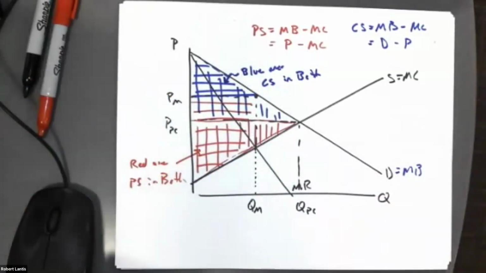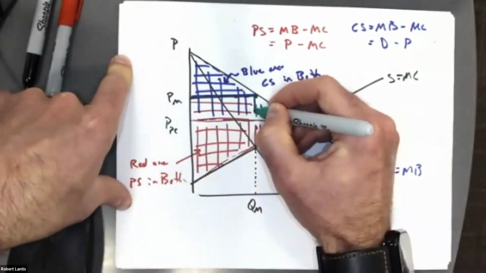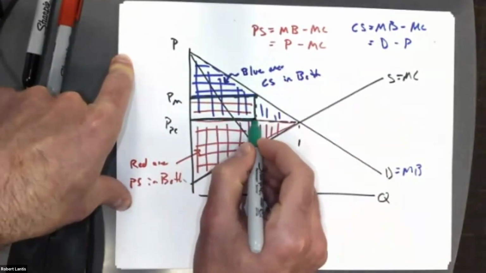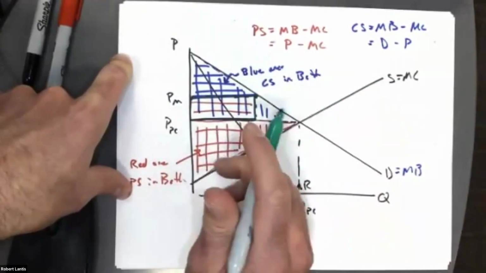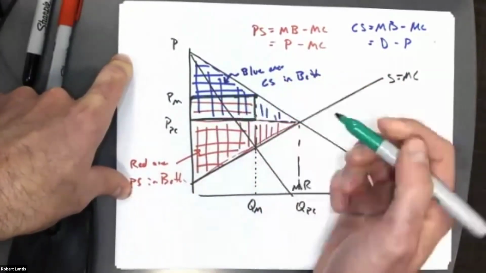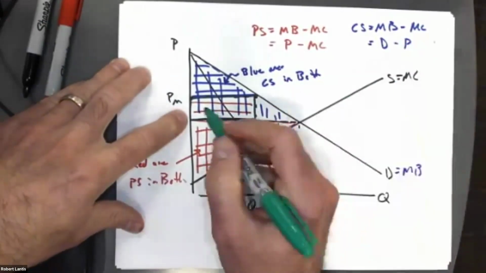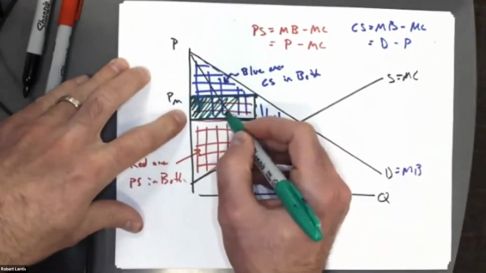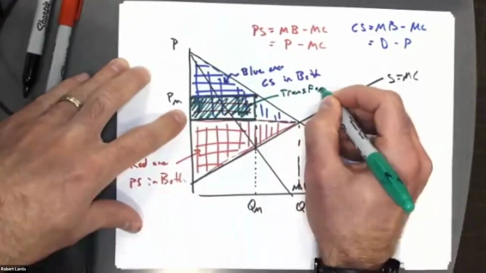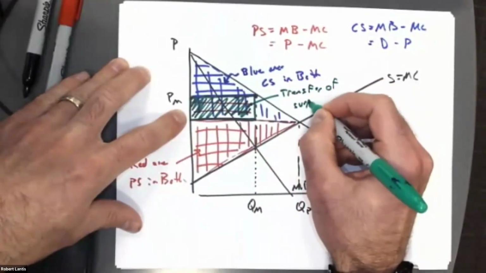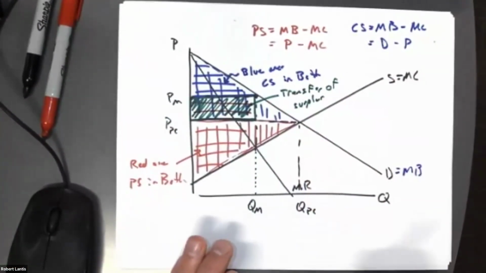What does this area in the middle represent? So if I look at where I had these horizontal red lines, that was producer surplus for the monopolist. The vertical consumer surplus lines, that was consumer surplus in a perfectly competitive market. This rectangle here represents a transfer of surplus, right? Going from consumers to producers because we have a monopolist.